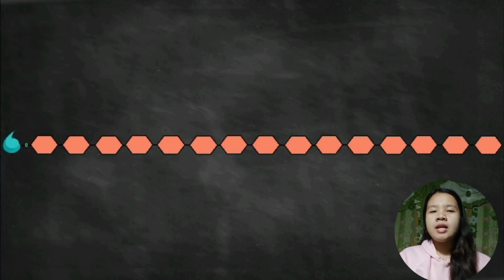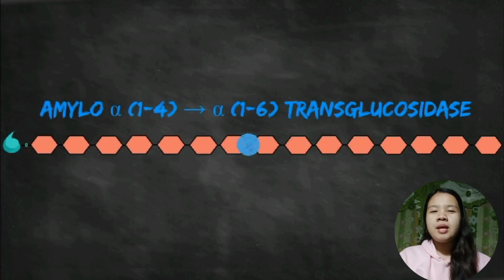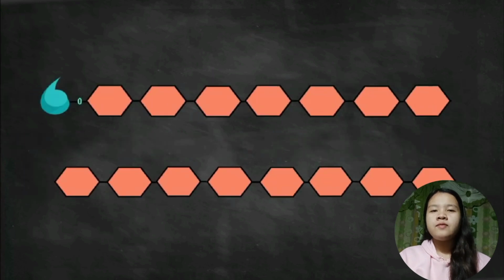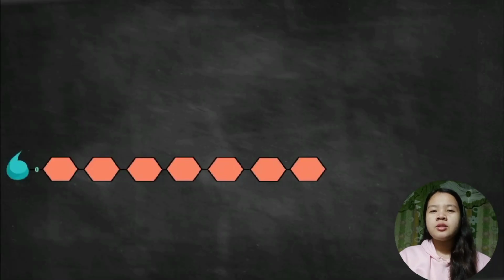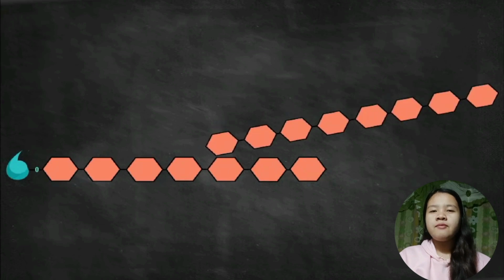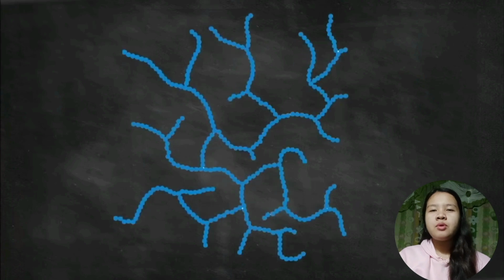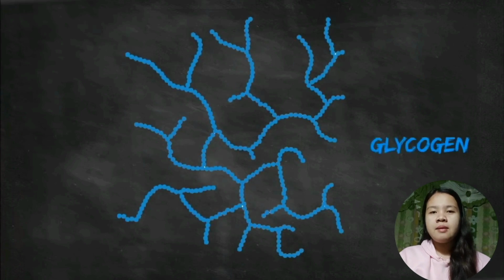Step 4. The formation of branches. The branches are made by the action of the enzyme amylo alpha 1,4 to alpha 1,6 transglucosidase. It removes a set of 6 to 8 glucosyl residues from the non-reducing end of the glycogen chain, breaking the alpha 1,4 bond, and attaches it to the non-terminal glucosyl residue by an alpha 1,6 linkage, resulting in a new non-reducing end. You can now repeat steps 3 and 4 to form a highly branched polysaccharide named glycogen.